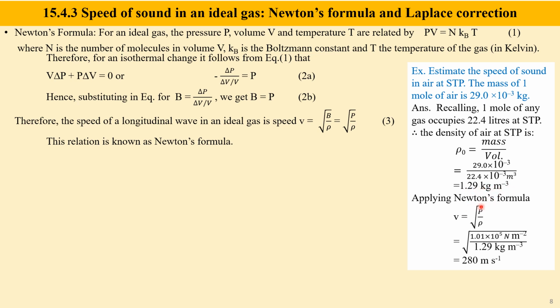Now applying Newton's formula given in equation number 3, V is equal to the square root of P divided by rho. We know the pressure at STP is 1.01 × 10^5 newtons per meter square. Therefore, V is equal to the square root of 1.01 × 10^5 newtons per meter square divided by rho. Rho is 1.29 kg per meter cube, which is given.